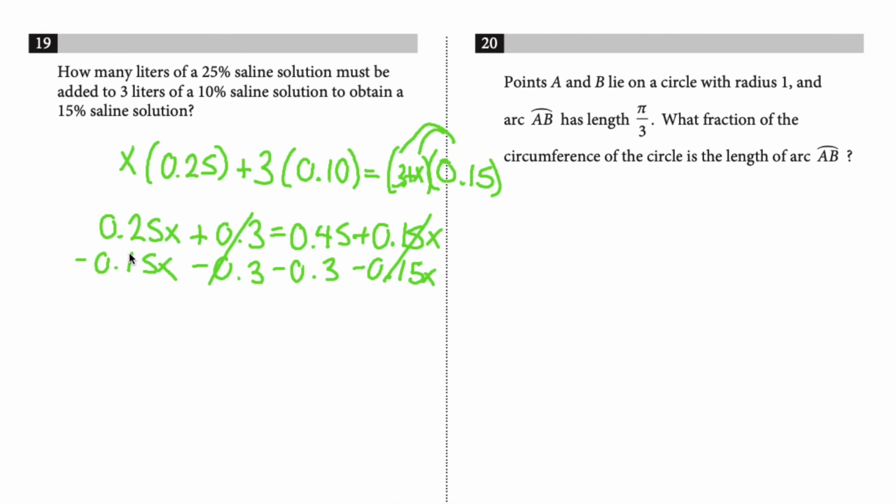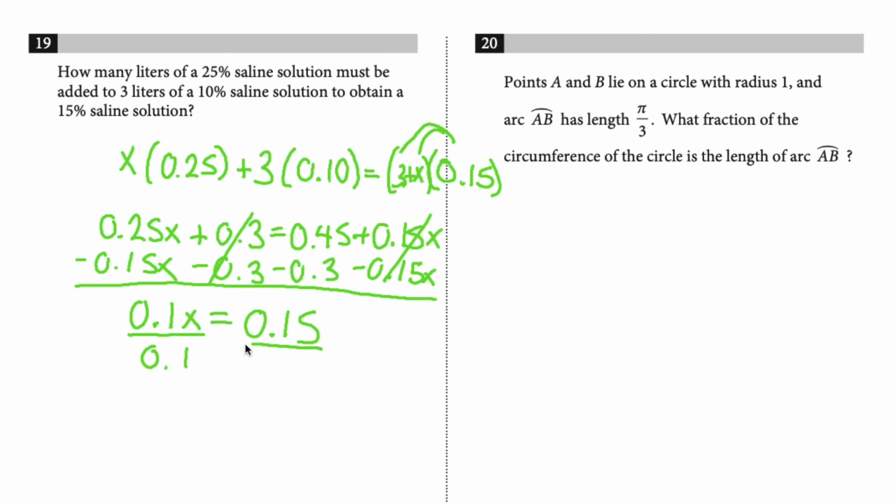And on the left side, it cancels. So on the left, we'll have 0.25x minus 0.15x, which is 0.1x, equals, and on the right side, 0.45 minus 0.3 is 0.15. And then we're going to divide each side by 0.1. When we divide by 0.1, that's the same as multiplying by 10. So 0.15 times 10 is 1.5. And that is our answer for number 19.